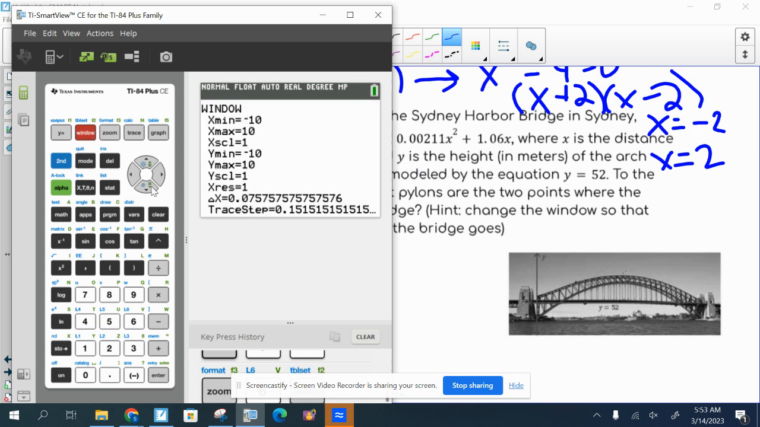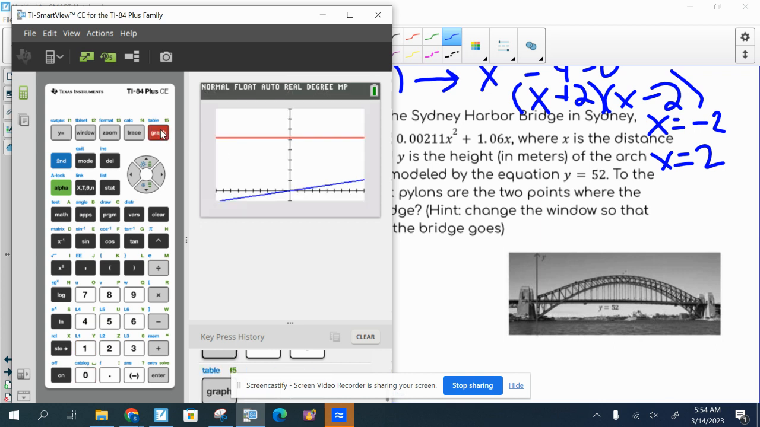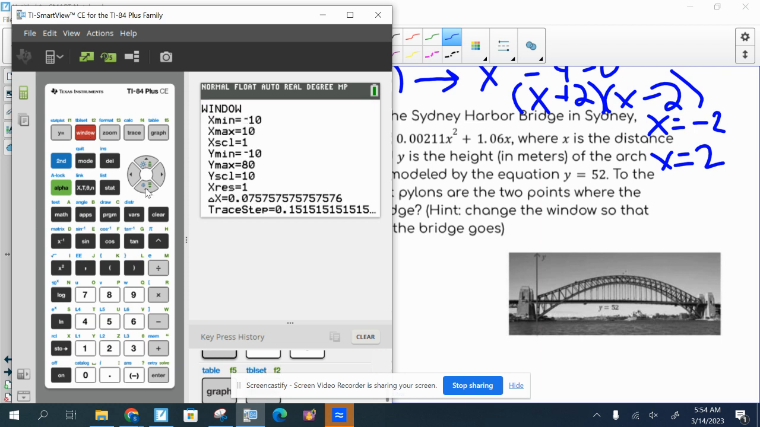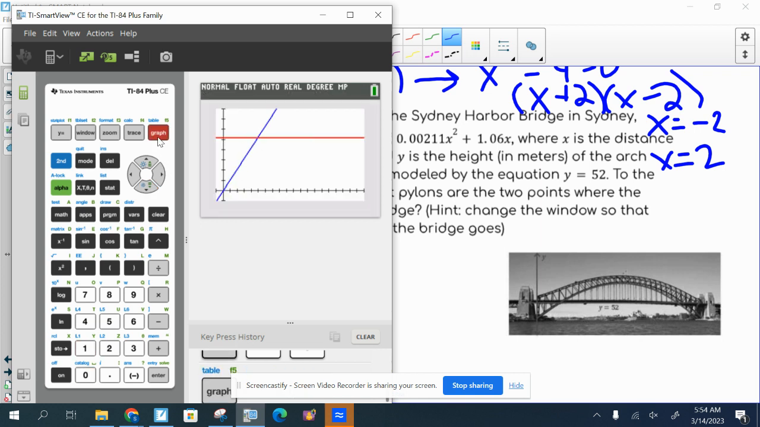So let's say I change my y max to 80. And in doing that, I'm also going to change the scale to 10, just so it's not so cluttered. Let's see what that looks like. Well, I still can't see the quadratic, so here's what I'm going to do. I'm going to change my x max so that I can see more of the quadratic. How about, let's say, 200. And then I'll change my y scale to 10 again. So click graph. I can see one intersection point, but I can't see the other one.